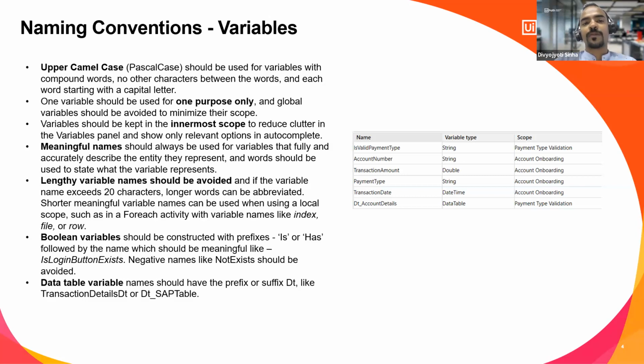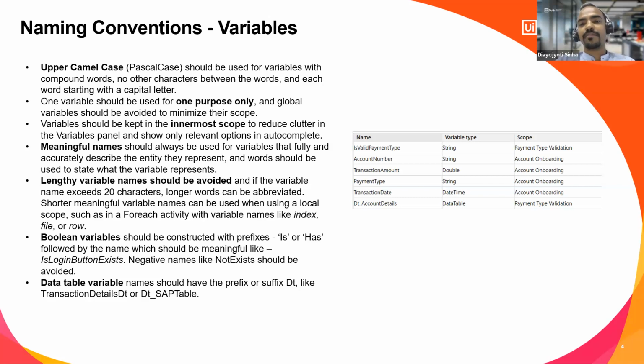Upper camel case or Pascal case, what we recommend means that each word in your variables should start with a capital letter, and that should be consistent across your entire workflows. So no other characters should be coming in between the words that you construct as part of the variable naming conventions. And also, each of the variables should have one purpose only across the automation workflow, right?